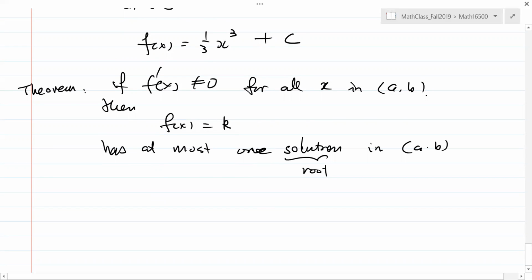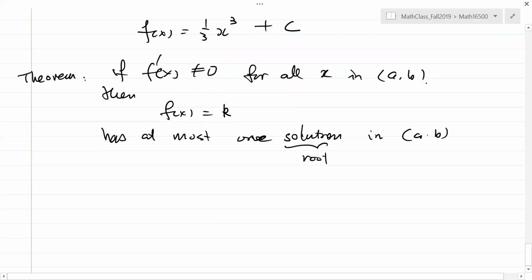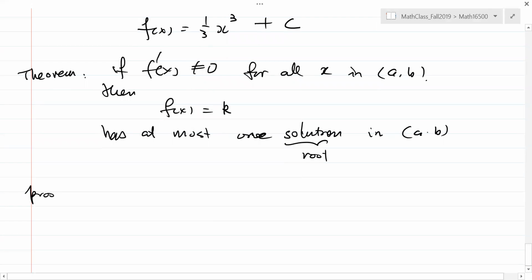The derivative never being zero means it is either always positive or always negative. Why does it have at most one solution? How do you prove that? We prove it by contradiction.